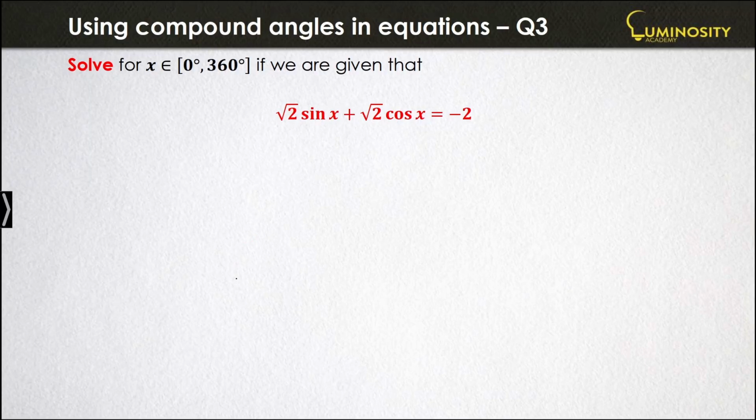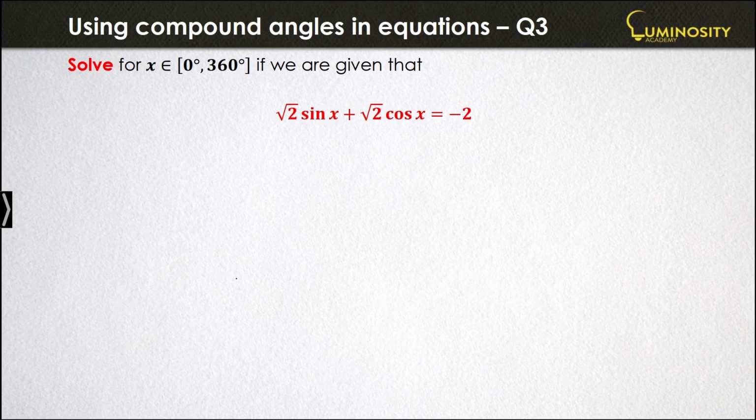Let's have a look at question 3. We're given a restricted domain of 0 to 360 degrees inclusive, and we want to solve for all angles x that satisfy this equation: root 2 times sine x plus root 2 times cos x equals negative 2. On the surface, it doesn't look like much is going on.